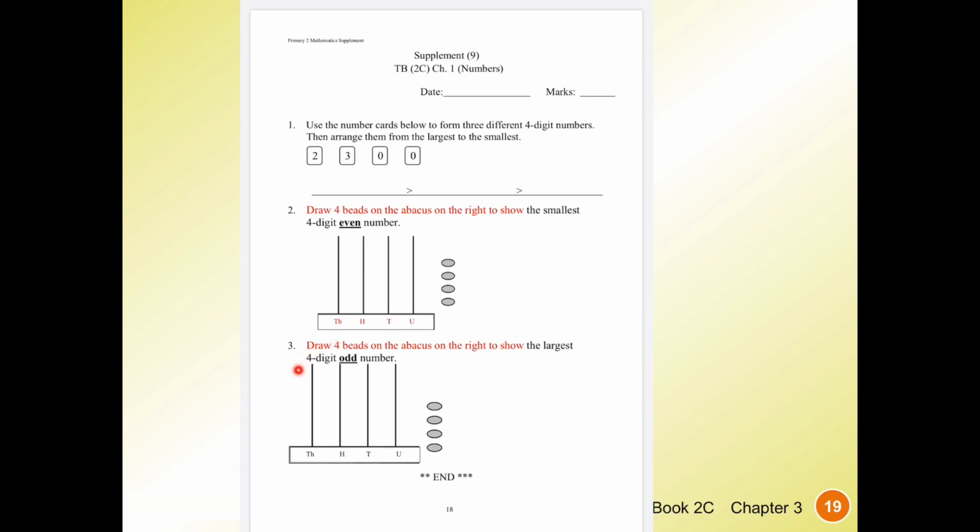And question number 3, we're asked to find the largest 4-digit odd number. So on the units place, it must be a 1 or 3. So you decide how many bits you have to put on the units place.